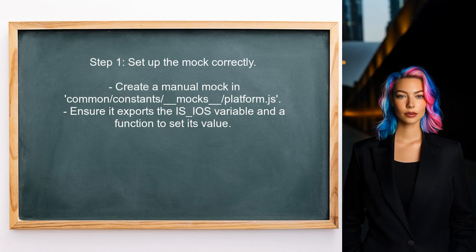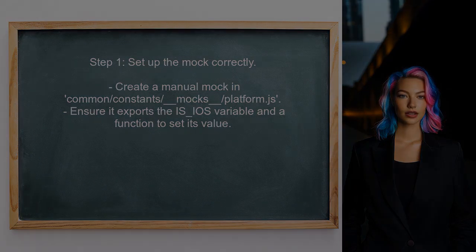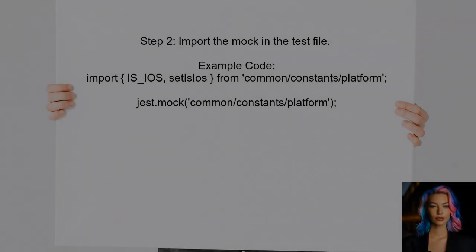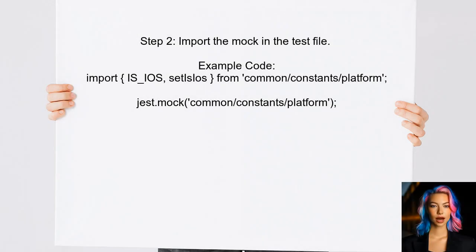To change the output of the manual mock for different tests, the user should first ensure that the mock is set up correctly. This involves creating a mock for the platform constants that can be modified during the tests. Next, the user should import the necessary functions and variables from the mock in the test file. This allows the user to manipulate the mock's behavior between tests.